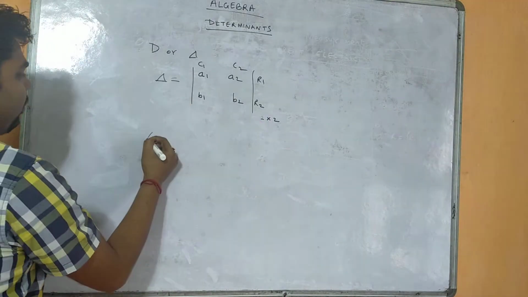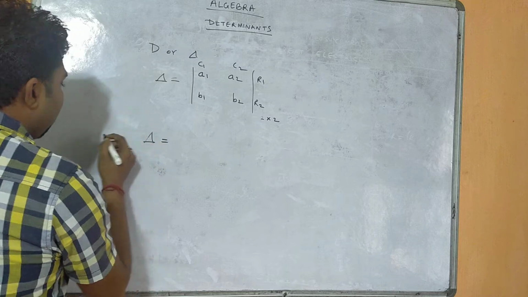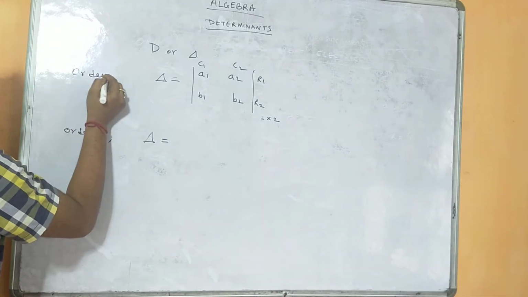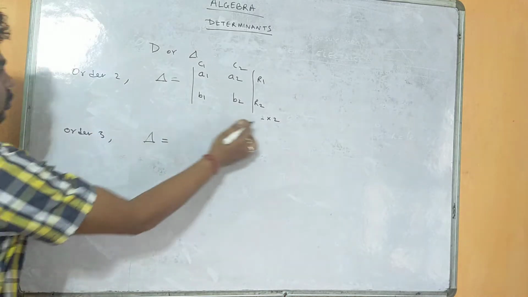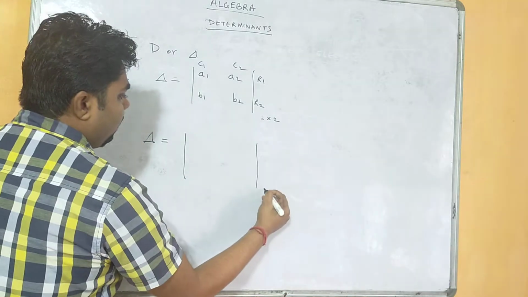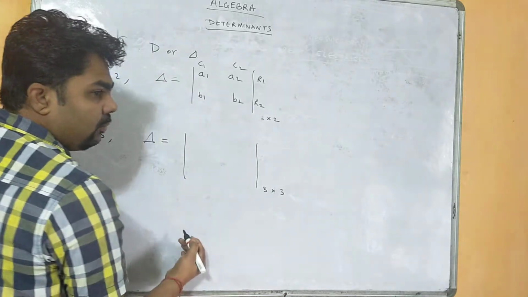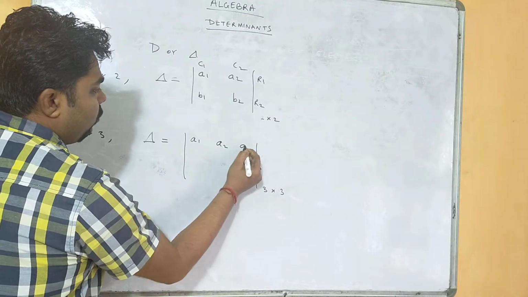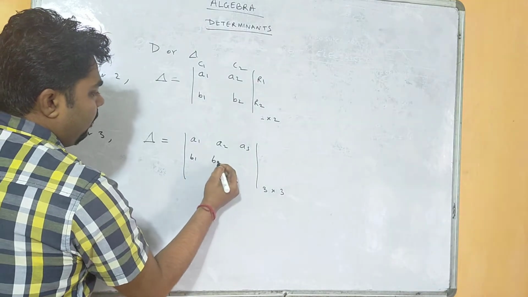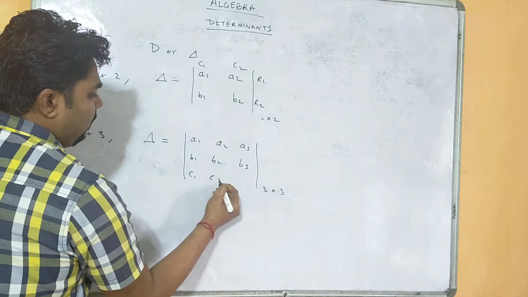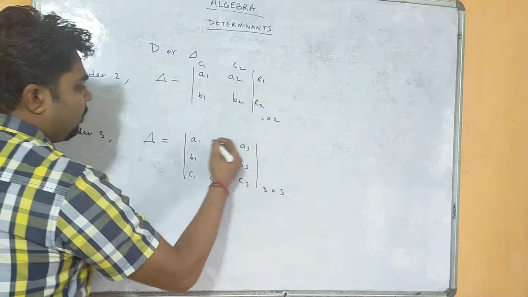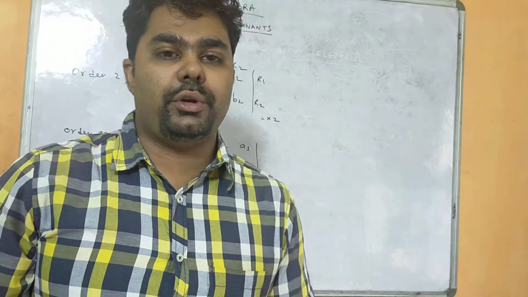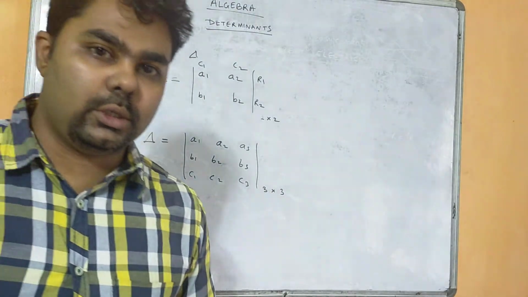Now when I say 3 cross 3 determinant, that means order 3. This was order 2. Order 3 means 3 cross 3, that means 3 rows and 3 columns. To construct this determinant, we write A1, A2, A3, B1, B2, B3, C1, C2, C3. Now we have 3 rows and 3 columns, so this is called a 3 cross 3 determinant, or a determinant of third order.